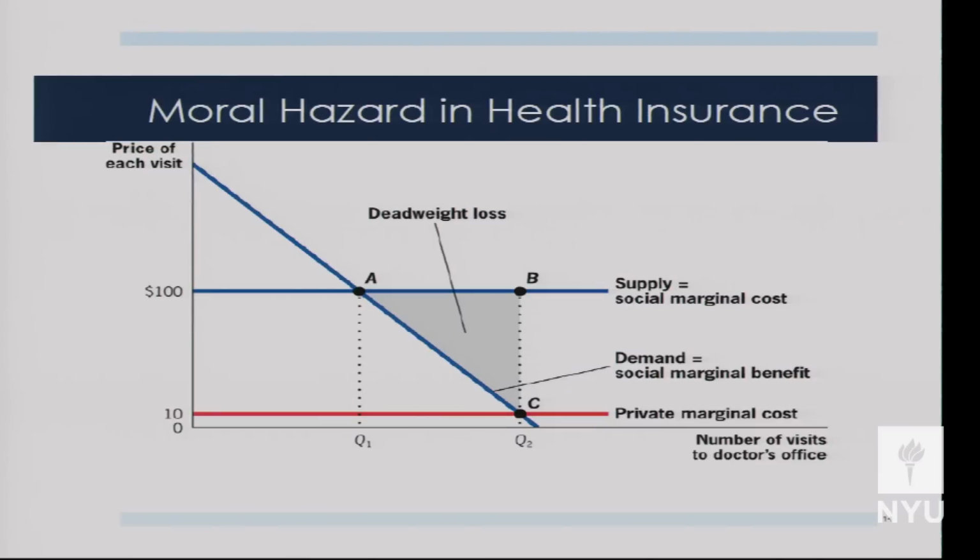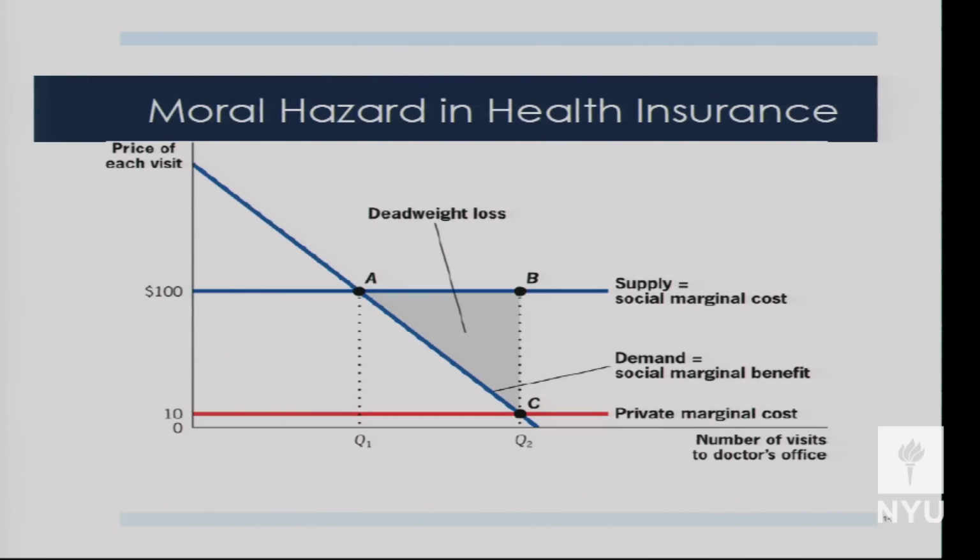Okay. This is the graph of this lecture. This is the only graph, the only model you need to learn. Okay, so let's go through it. This is the market for doctor's visits. This is something where we think there could be moral hazard, right?